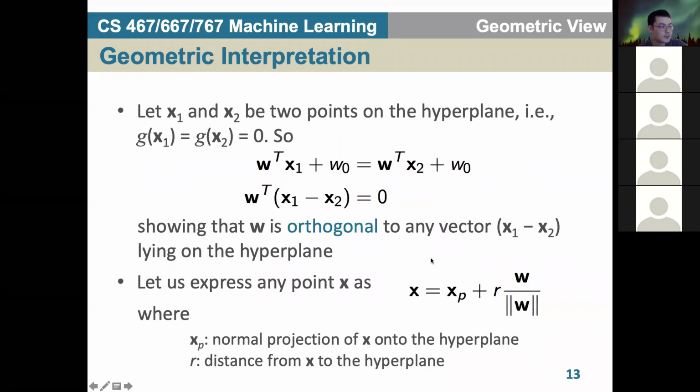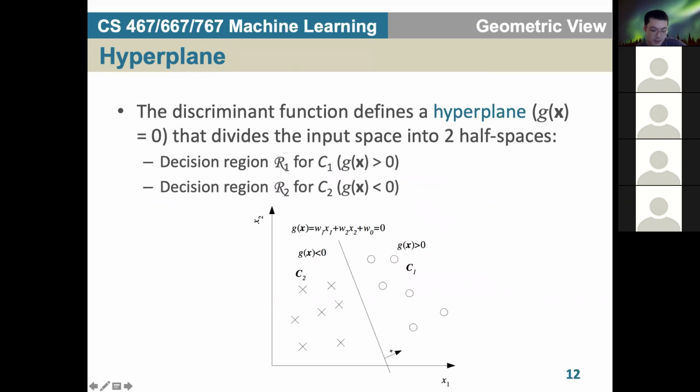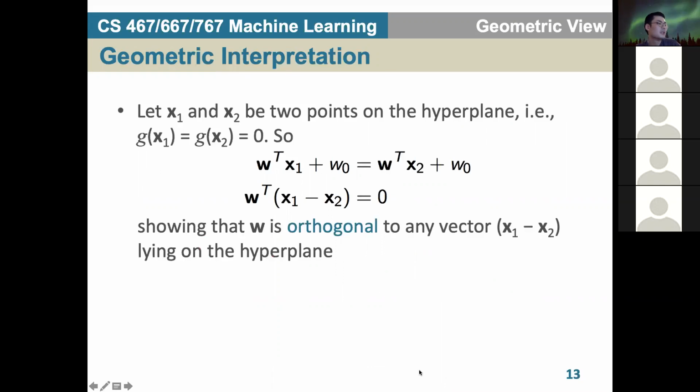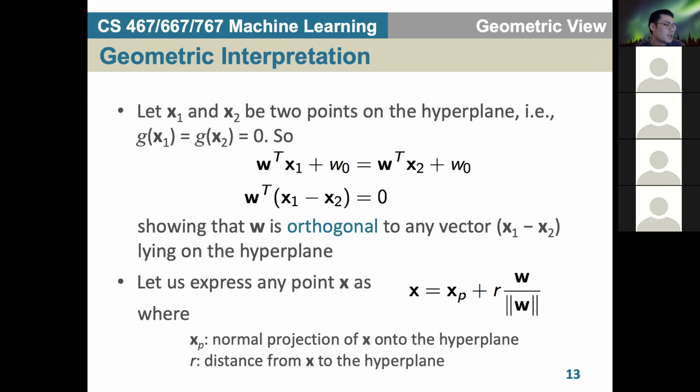Let's come back to the example. This is w, perpendicular, coming out of the plane. So w is orthogonal to the vector x1 minus x2, which lies along the plane, so it's orthogonal to the whole hyperplane. Because of this, we can express any point in this way.